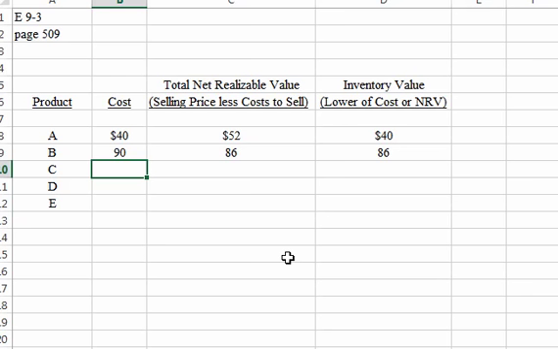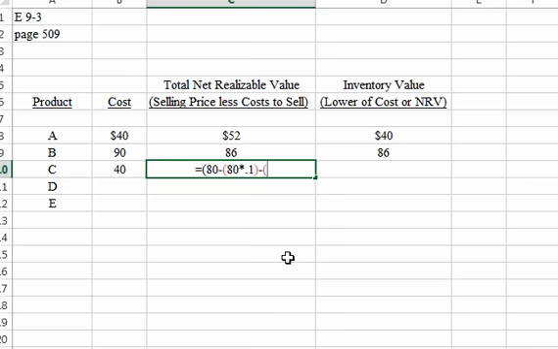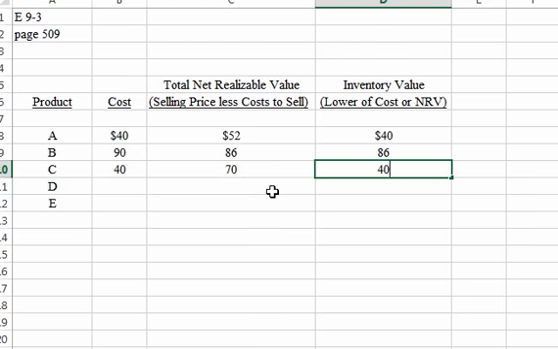Okay, on C, and you probably got these figured out for yourself by now, the cost was 40. The net realizable value is going to be equal to the sales price, which is 80, minus the sales price times 10%, also minus cost, which was 40, times 5%. So our original sales price, 80, minus the 10% sales commission, minus 5% of cost for shipping, gives us a net realizable value of 70. Here the cost was quite a bit lower, so we'll go with the 40.